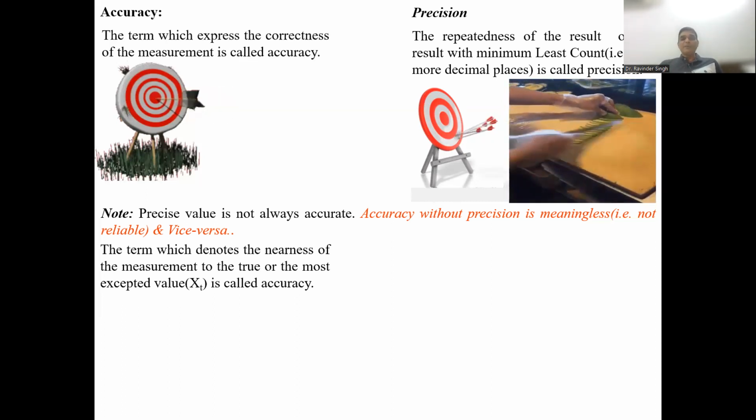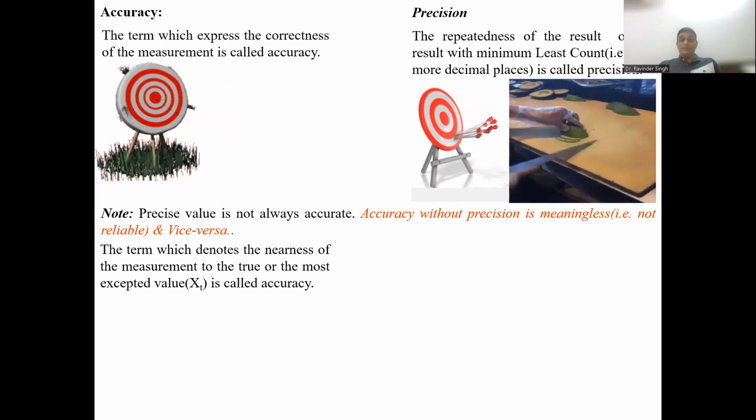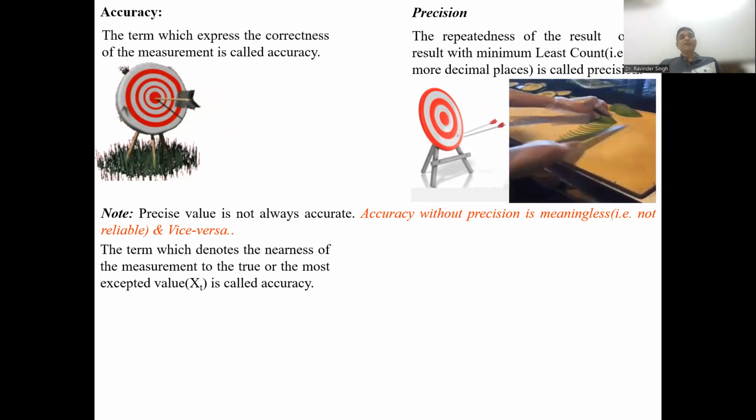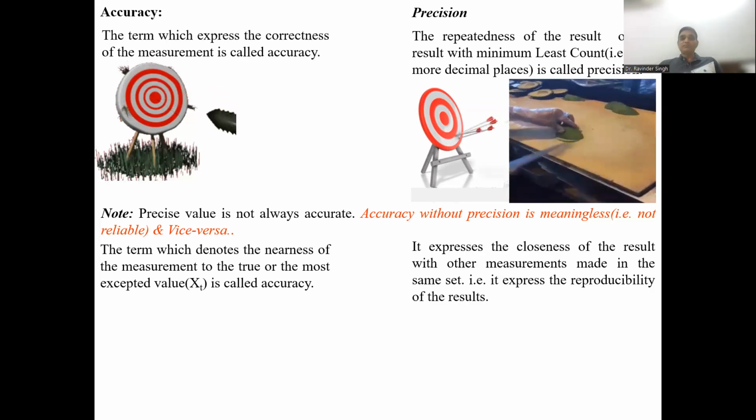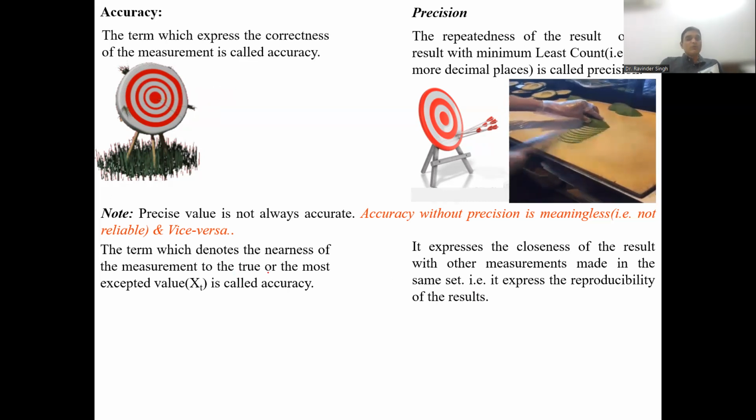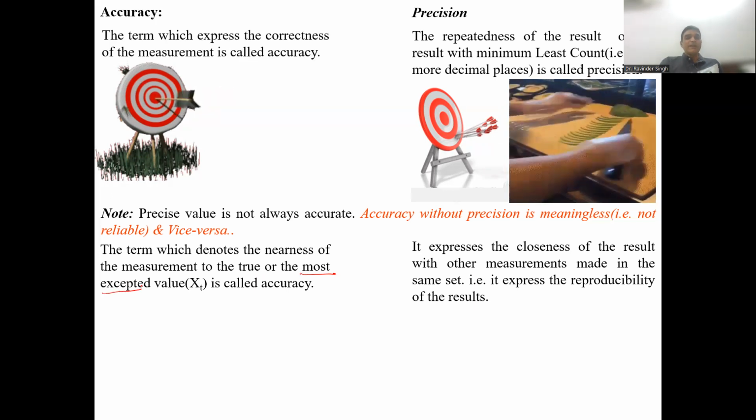The term which denotes the nearness of the measurement, nearness to the true value, or you can say the most expected value, is called the accuracy. आप उसको accuracy कहते हैं. That is the other way to define the accuracy. While precision means it expresses the closeness of the result with the other measurements. ध्यान रखें, in case of the accuracy, it denotes the nearness or the closeness of the measurement to the true value, or you can say the most expected value.